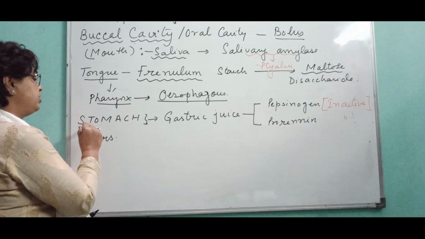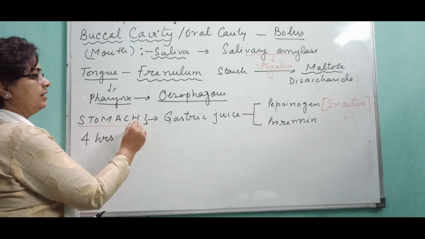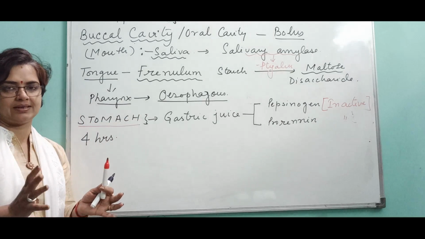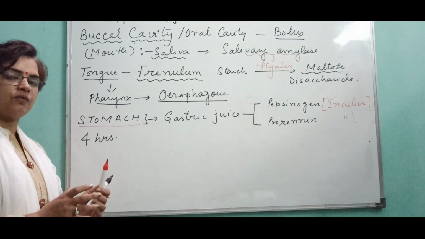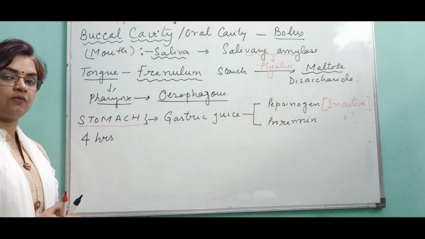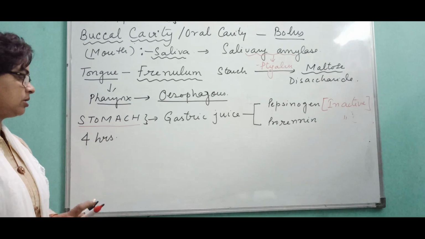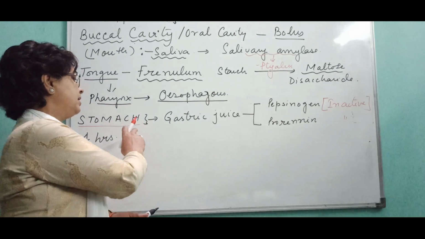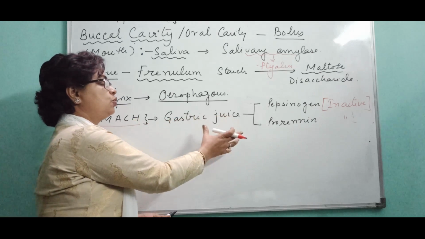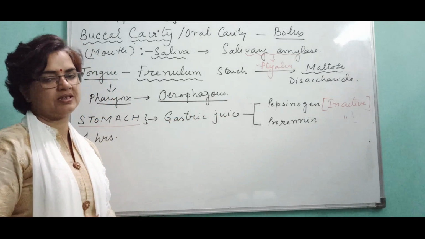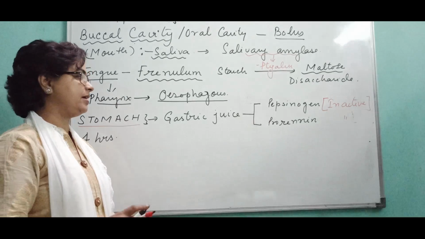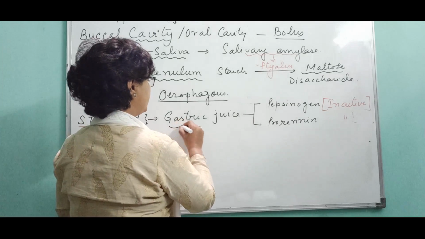Then food reaches the stomach. The stomach is a pouch-like structure. The muscular wall of the stomach is again made up of involuntary muscles, and the stomach secretes gastric juice. When we use the term juice, that means it is a mixture of many things. So what is gastric juice?